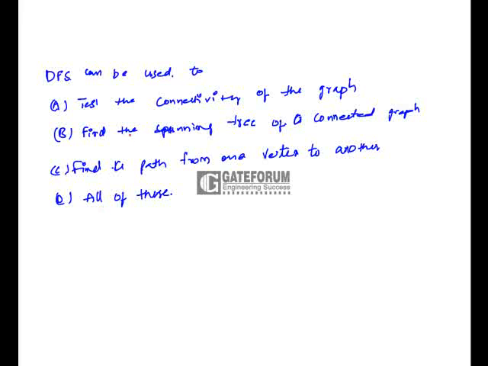We use DFS to find the spanning tree of a connected graph, and if it is a spanning tree, then there will be exactly one path from one vertex to another vertex. And if we get a single tree, then it will be a connected graph. So here we can use DFS to test the connectivity of the graph, find the spanning tree of a connected graph, and find the path from one vertex to another vertex. So the correct option is all of these.